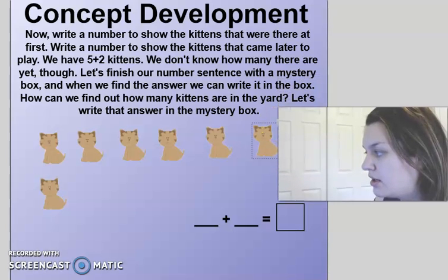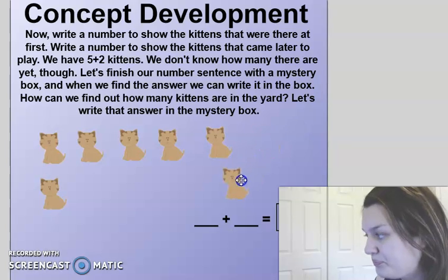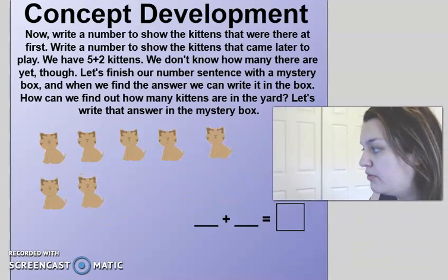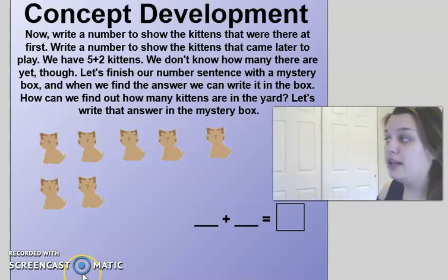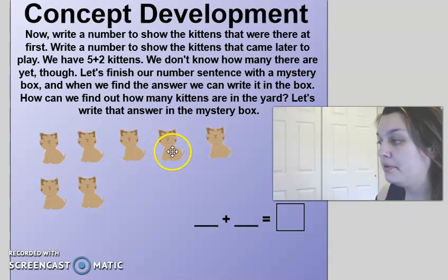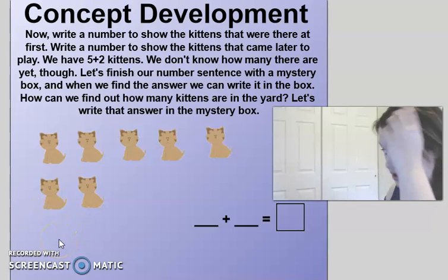Let's just make sure, I'm just going to move myself for a second. Let's just make sure we have the same thing as we did before. So remember, 5 kittens were in the yard. So 1, 2, 3, 4, 5. And then 2 more came to play. 1, 2. Our picture matches what we had before.